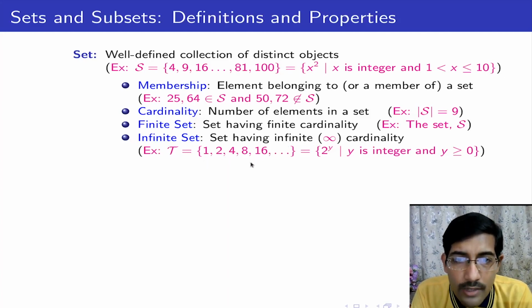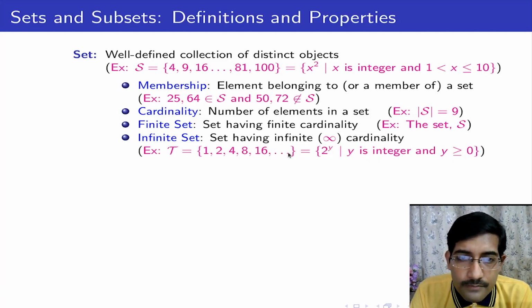Similarly, take this one, T, where T is defined as 2 to the power 0, 2 to the power 1 and so on, where the well-defined rule is that every element follows 2 to the power y, where y is an integer greater than or equal to 0. So this is an infinite set.